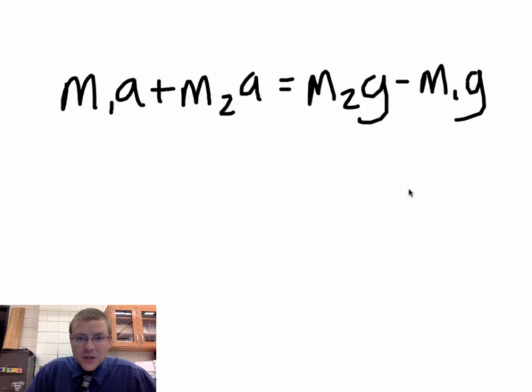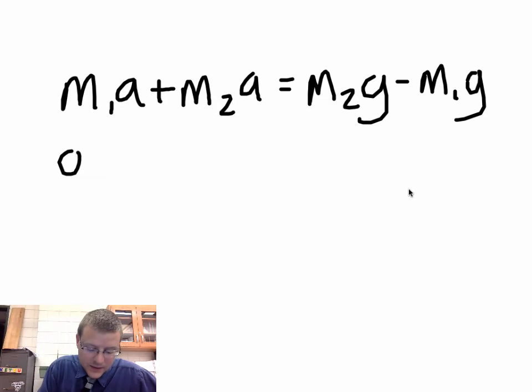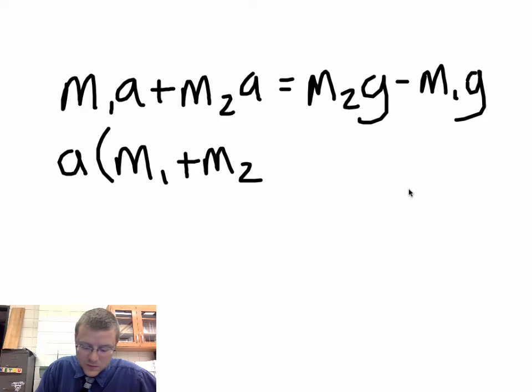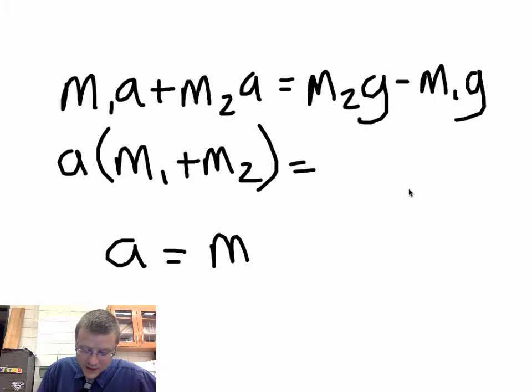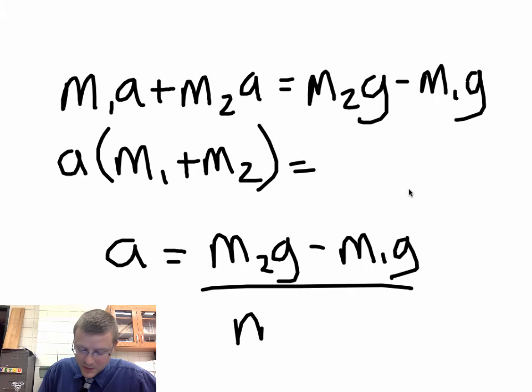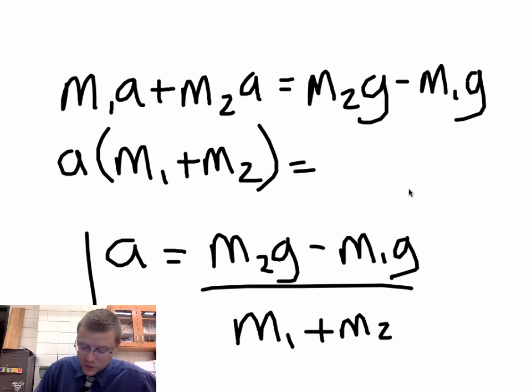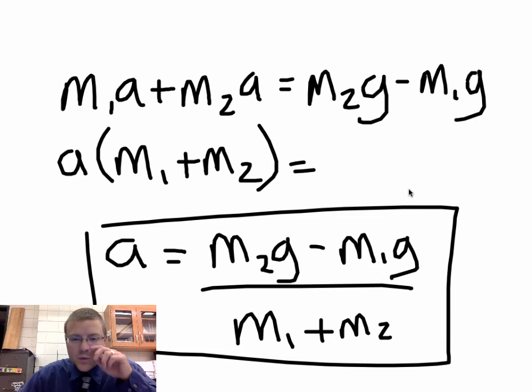If you look on the acceleration side, I have M1 plus M2 times A. I can factor out an A for acceleration and leave behind an M1 plus M2. And on the other side, I still have M2G minus M1G. If I want to solve for A, I just need to take M2G minus M1G and divide by M1 plus M2. So this will work for any scenario in an Atwood machine where you have two masses, one mass bigger than the other, and you're trying to determine the total acceleration of the system.